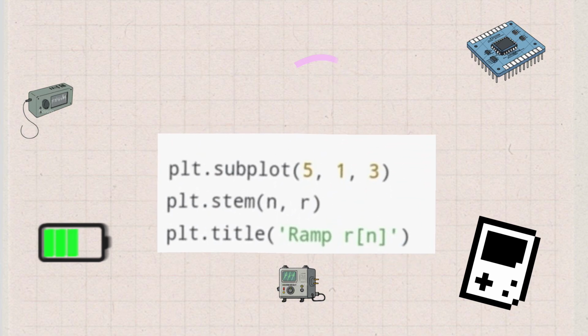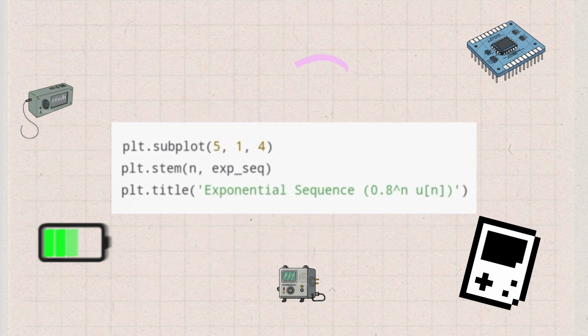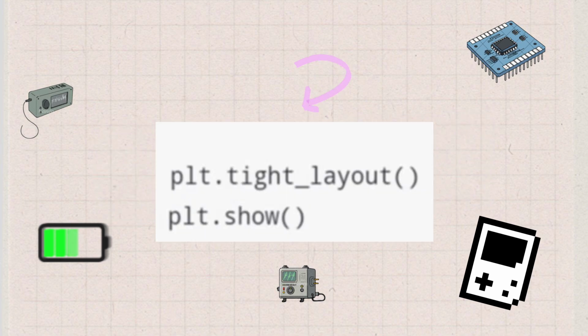Ramp. The third subplot displays a linearly increasing sequence for positive n. Exponential. Here, we see the exponential decaying from 1 down to near 0. Cosine. And the last subplot shows the discrete time cosine, an oscillating pattern with evenly spaced points. Final layout. plt.tight_layout() adjusts the spacing so labels don't overlap. Finally, plt.show() displays all 5 discrete time plots in one figure.